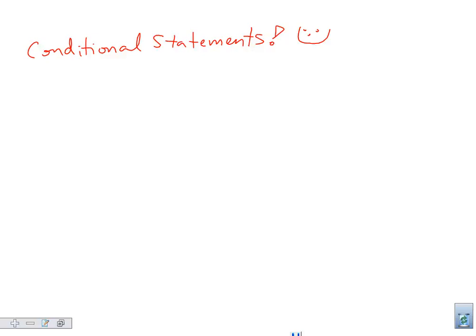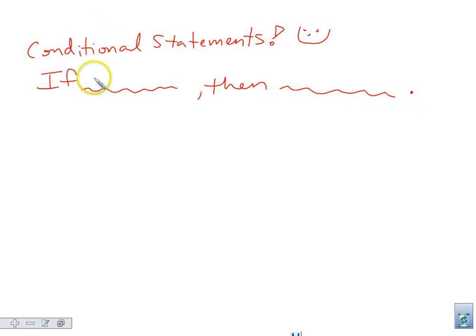Hey students, today we're going to talk about conditional statements. We've talked a lot about inductive reasoning and we've talked a lot about deductive reasoning. A really important part of deductive reasoning that we haven't talked about yet is the conditional statement. So first, what is a conditional statement? Basically, it's just an if-then statement. So if blah blah blah blah, then blah blah blah blah.